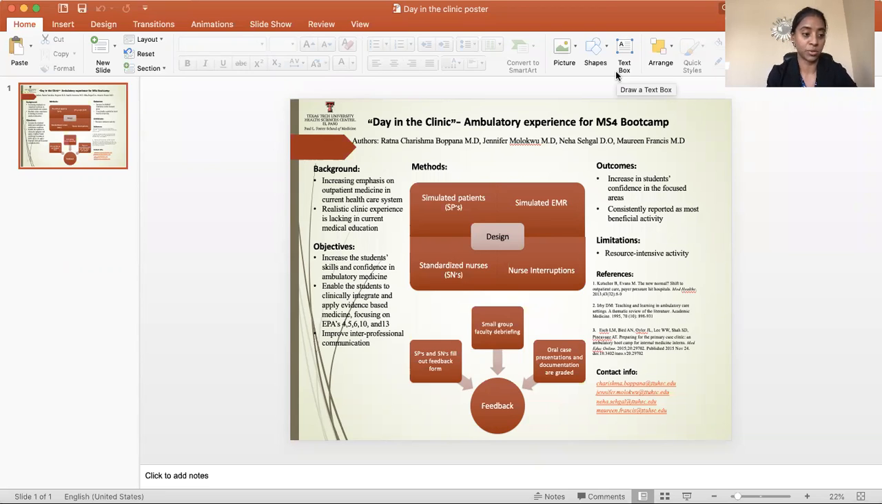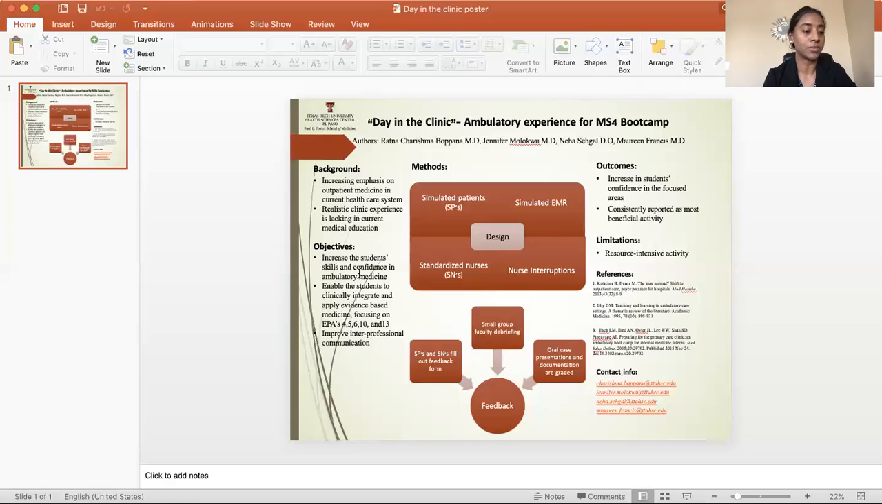Despite the limited exposure of medical students to ambulatory care, there are few training courses to amplify the students' preparedness in this area. So we designed Day in the Clinic to be a part of our specialty neutral MS4 Bootcamp. Our goal was to prepare our medical students for their upcoming clinic rotations during residency in a safe environment prior to their actual patient exposure following graduation.